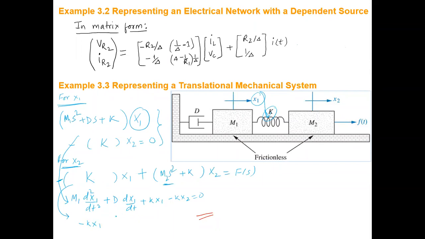What do you got here? Plus, guys, help me here. Plus m2, M2 d squared x2 over dt squared. Yep, thank you. Then plus k x2 equals f(t), right?